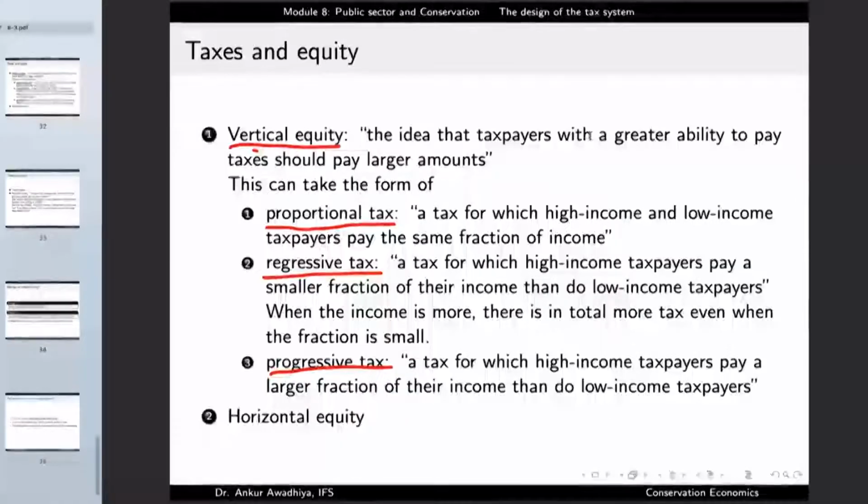Now, we can have all these different kinds of taxation, proportional, regressive, or progressive, that can lead to vertical equity. But again, which of these is going to be used in a society will depend on that particular society. Because in the case of a progressive tax, there are certain people who would say that yes, progressive tax is good, it is great because the poor people have to pay a lesser fraction of their income, and the rich people have to pay a larger share of their income.